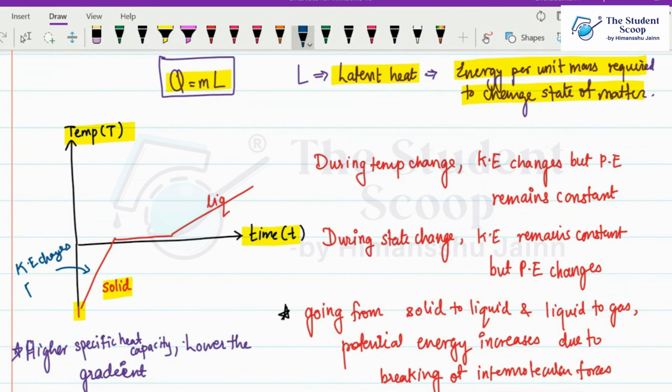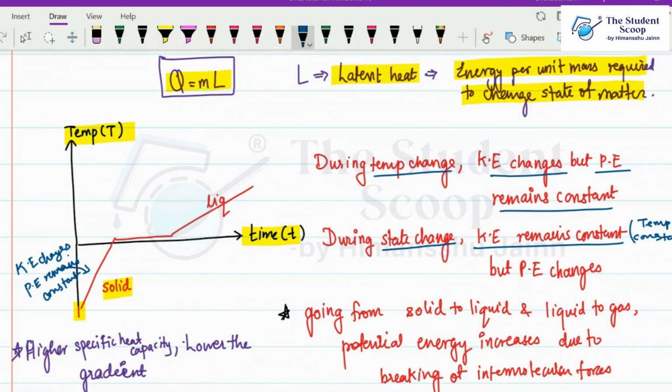In this state, the potential energy remains constant. Okay, so during the temperature change, potential energy will remain constant and kinetic energy changes. And during the state change, we will expect the kinetic energy to remain constant. It means temperature does not change or temperature is constant. So in a temperature versus time graph, it will show something like a flat line. So this is like a melting state where temperature is constant.